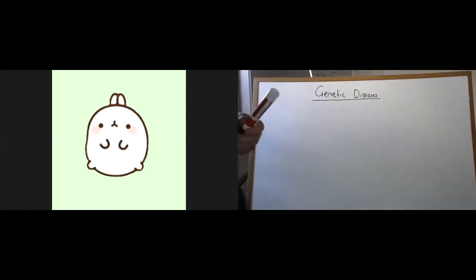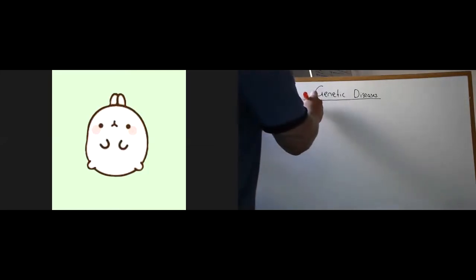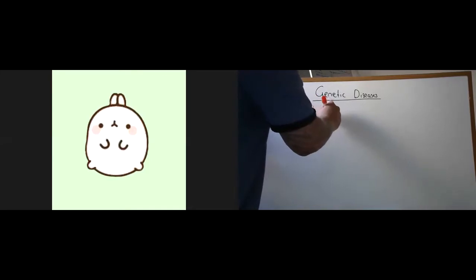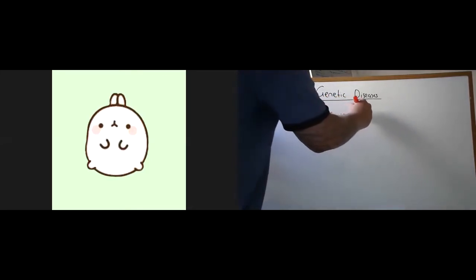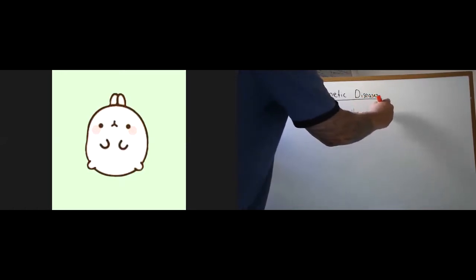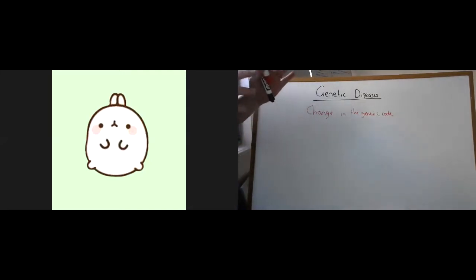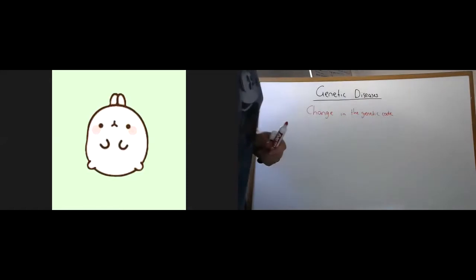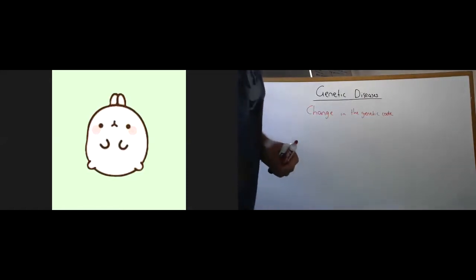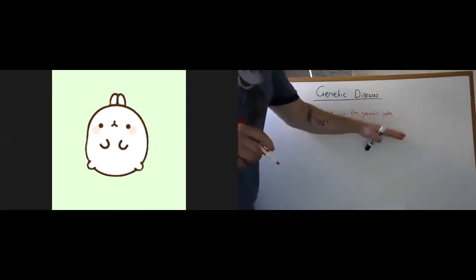So, what is a genetic disease? It is a disease caused by a change in the genetic code. So that code of the triplets is what causes the genetic disease. Change in the genetic code.